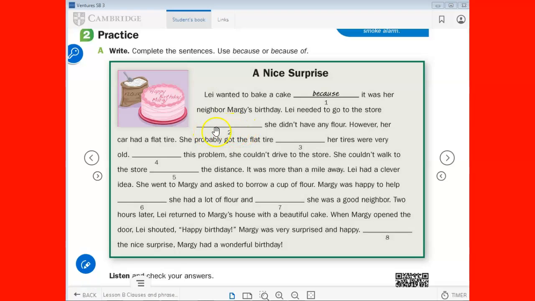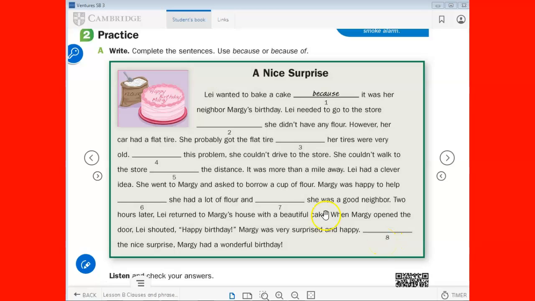What do you think goes right here? Yeah, good. Because she didn't have any flour. Good. How about 3? Good. Because her tires were very old. How about number 4? Good. Because of this problem. Good. How about 5? Good. Because of the distance. How about 6? Good. Because she had a lot of flour, and good, because she was a good neighbor. How about 8? Good, because of the nice surprise.